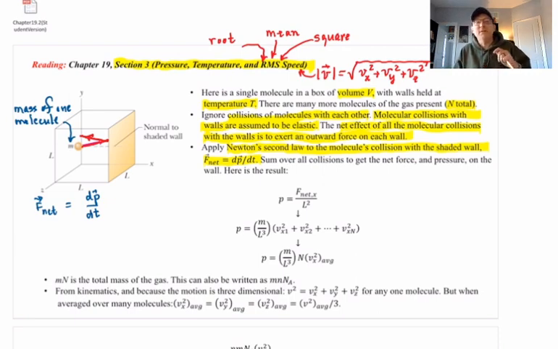So if the molecule had some v sub x coming into the wall, the effect of the collision is just to have an x velocity of the same amount going outward. And so what I'm going to do is focus on just the x component, F net x, and I can even approximate the derivative as delta p sub x over delta t. And the effect of the collision is to change the x velocity from v sub x to negative v sub x. Remember, momentum is mass times velocity as well. Let's not forget that.